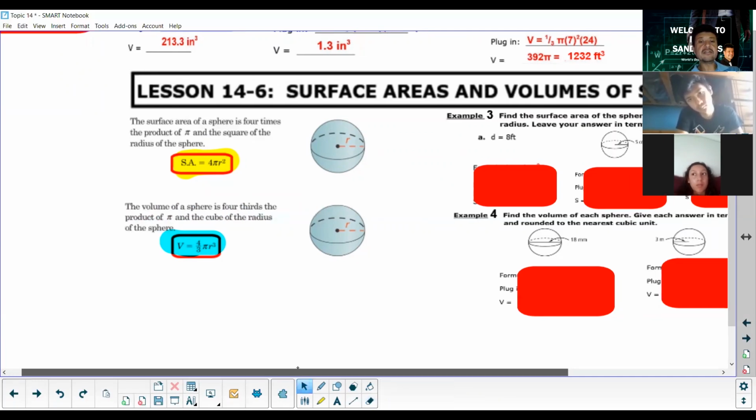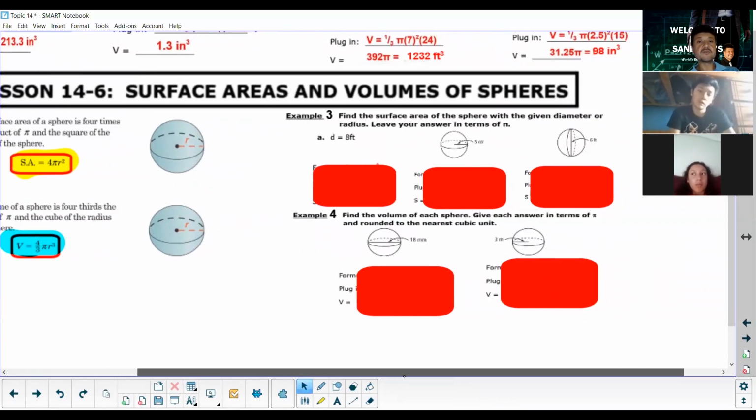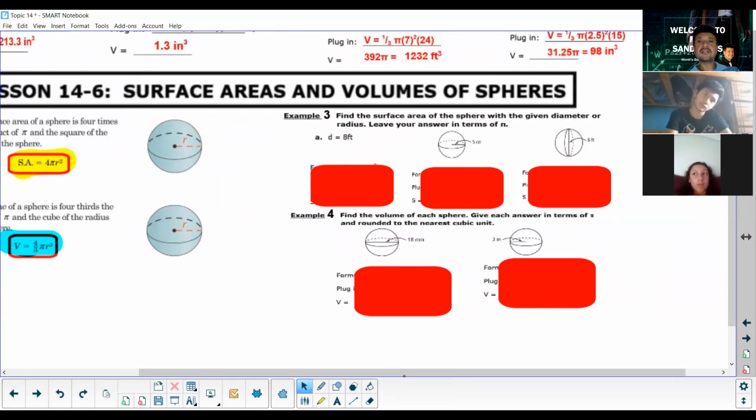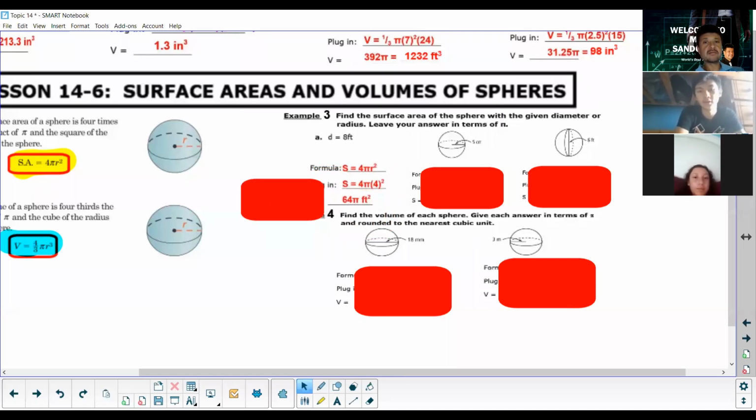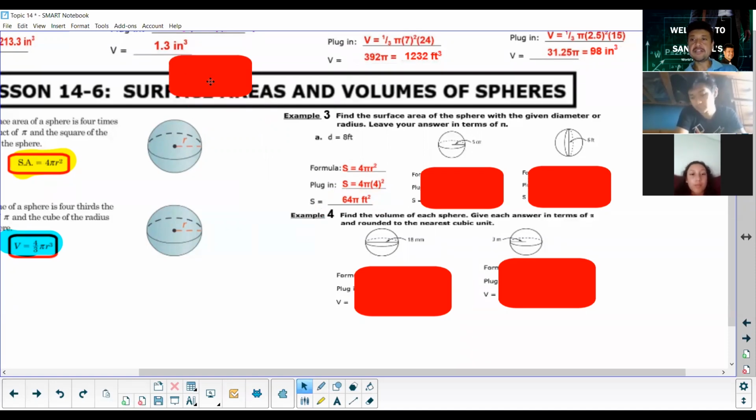Okay, so in this case, let's work through these right here. This says find the surface area of each one. So Marcus, why don't you go ahead and do A? We know that the diameter is 8, so we divide that by 2 to get the radius, which would be 4. Then that's 4 pi 4 squared. So you get 64 pi as your surface area.